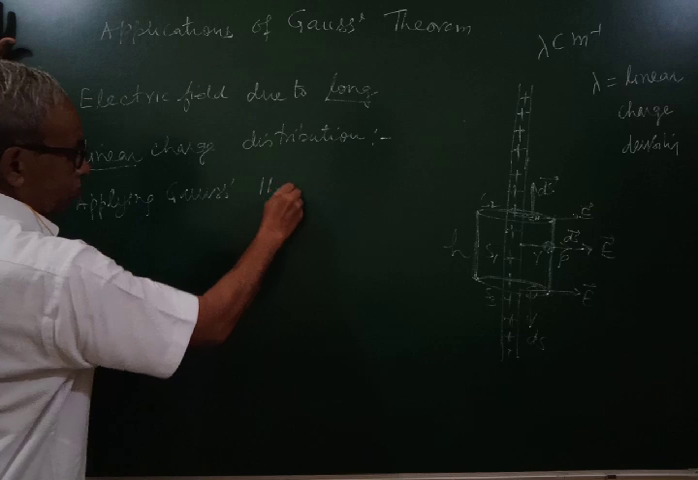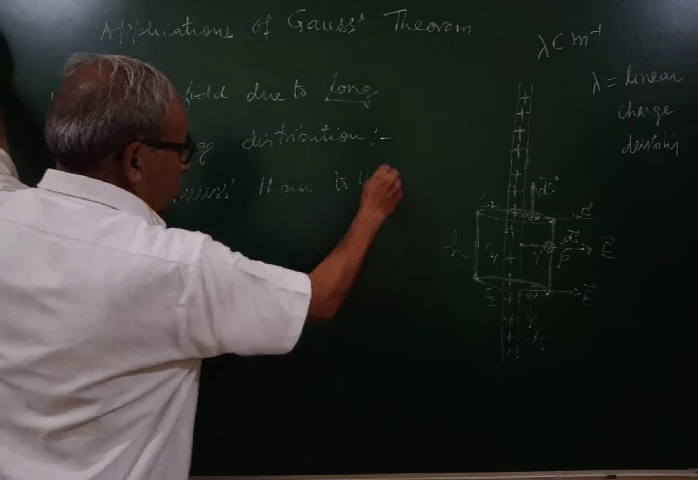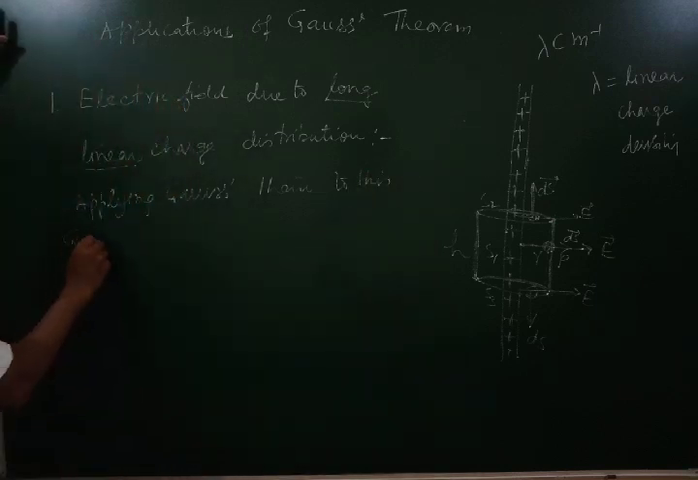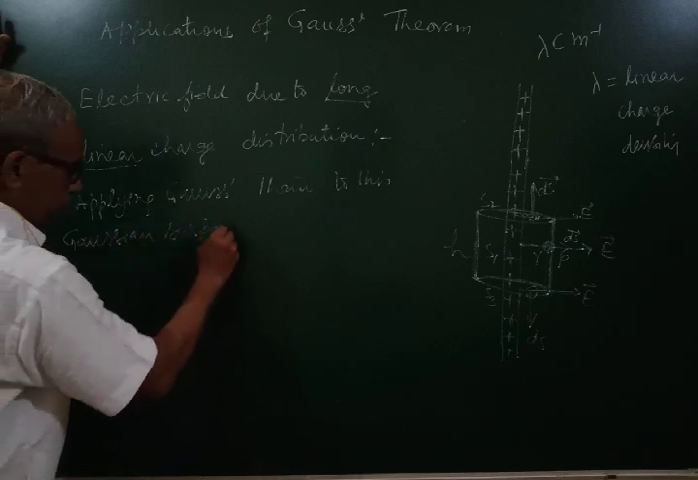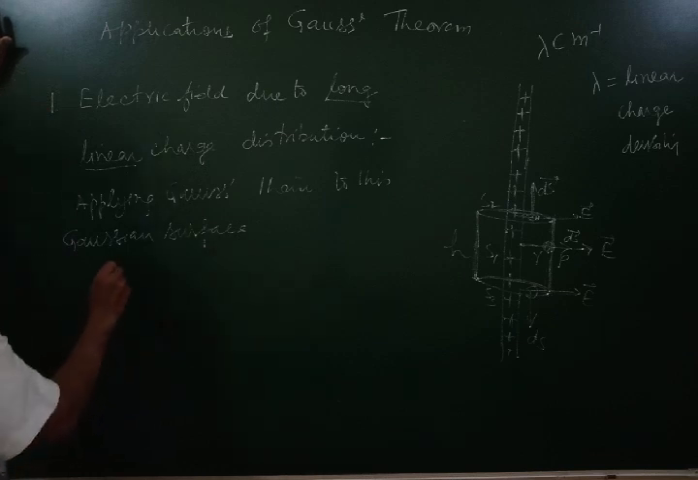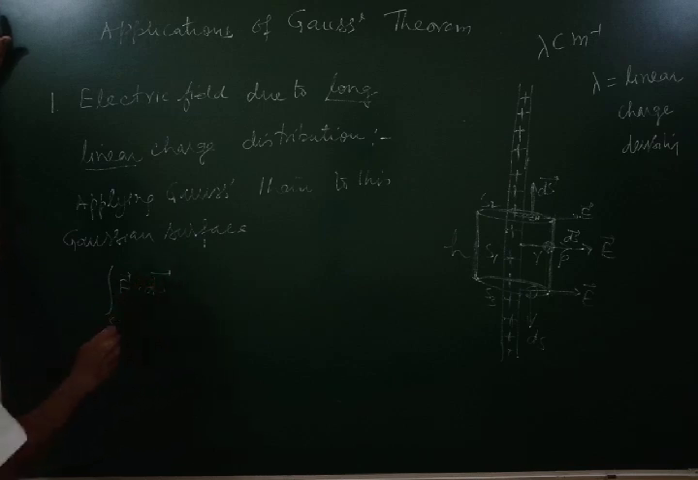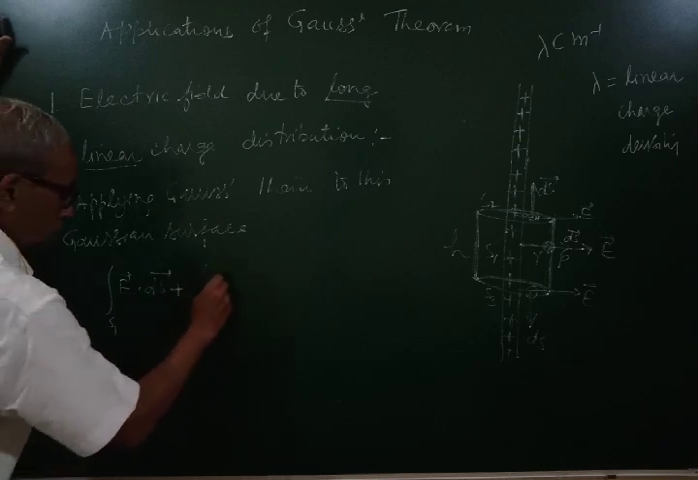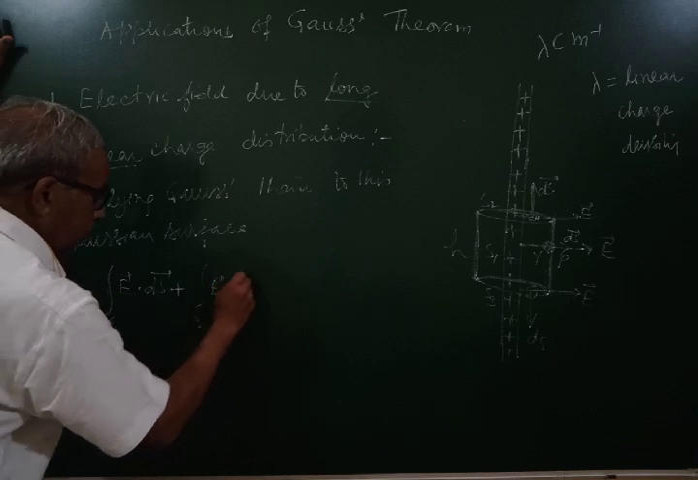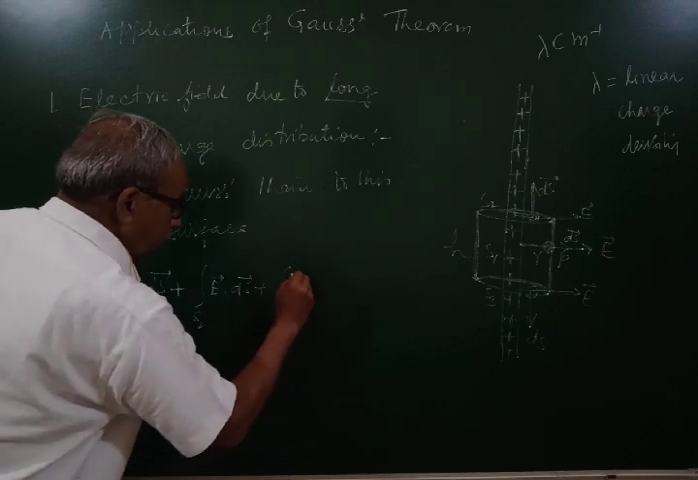Gauss's theorem. Applying it to this Gaussian surface, we get the integral over S1 of E dot ds, plus S2, which closes the surface, E dot ds, plus S3, E dot ds.